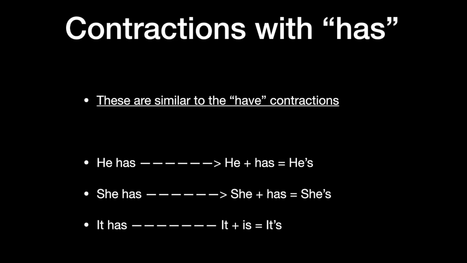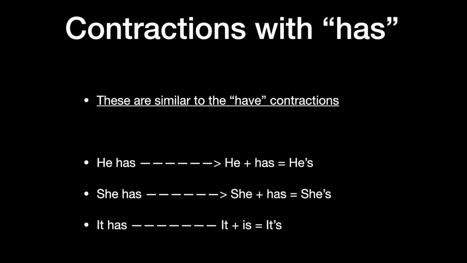However, these contractions are a little more slang, or they're also very common in England, not as much in America. But I'll show you how they're used if you were to hear one or read one anywhere. So he has becomes he's, she has becomes she's, and it has becomes it's.